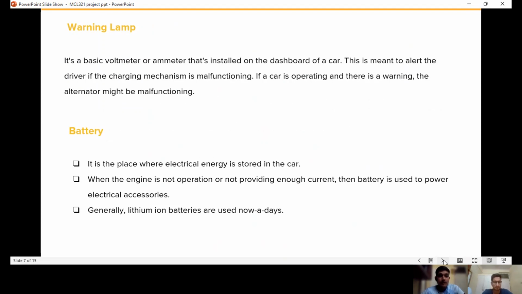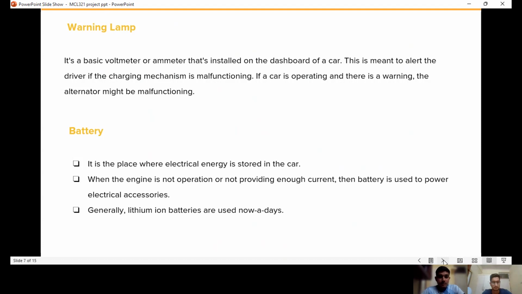Now the next slide. Now we see about the warning lamp. It's basically a voltmeter or emitter installed on the dashboard of a car. This is meant to alert the driver if the charging mechanism is malfunctioning. If a car is operating and there is a warning, then the alternator might be malfunctioning.